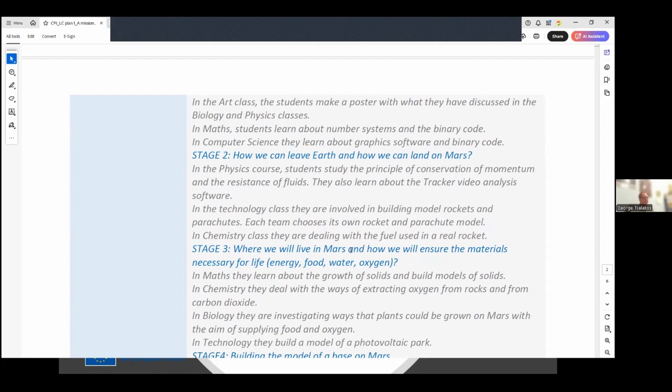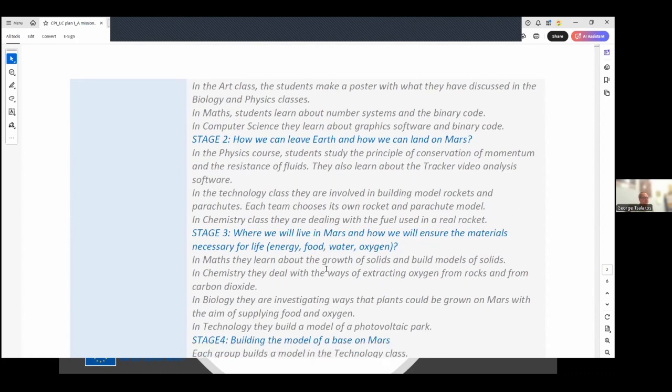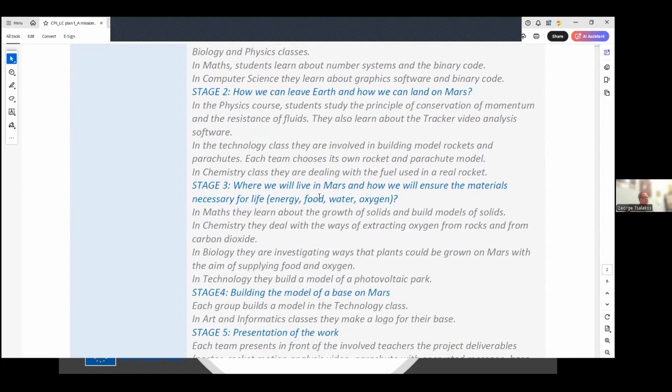In chemistry, they can deal with the fuel used in a real rocket, and why we use these fuels. Stage 3: where we will live on Mars and how we will ensure the materials necessary for life. Students can be given this question from the beginning, and they have to find answers with the help of teachers in maths, chemistry, and so on.